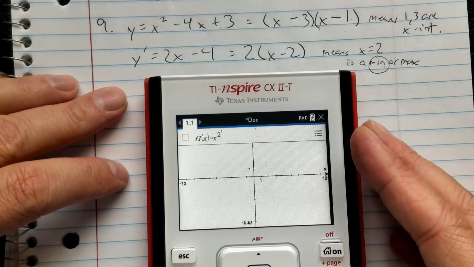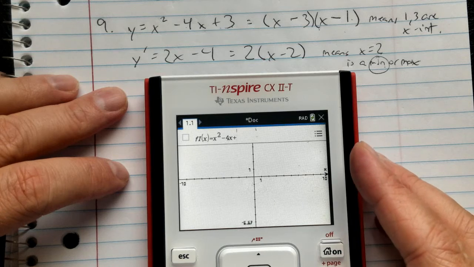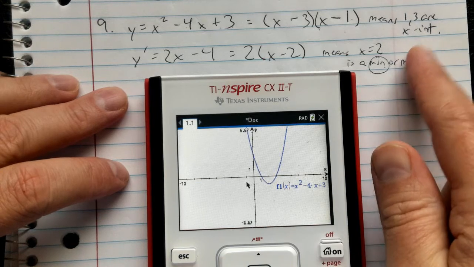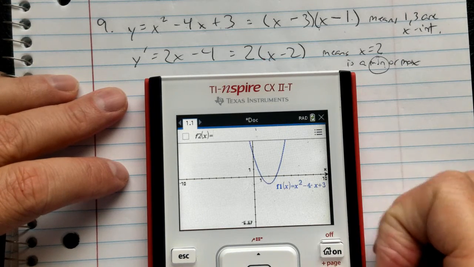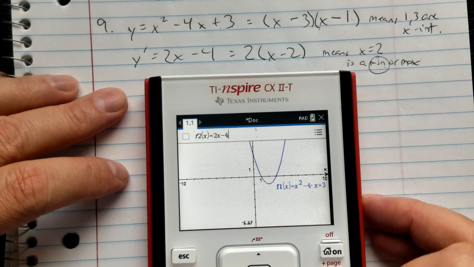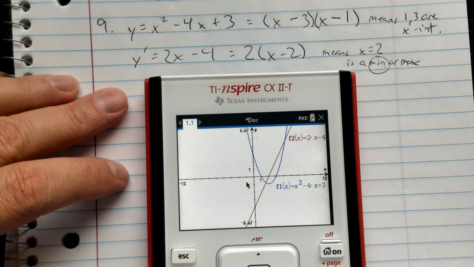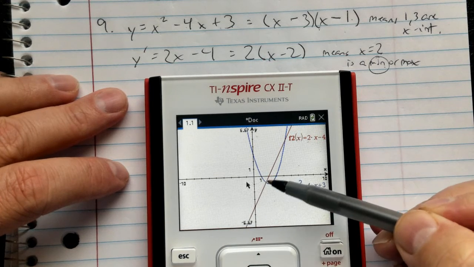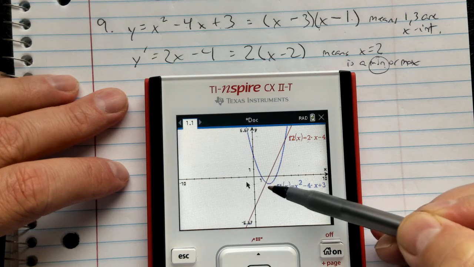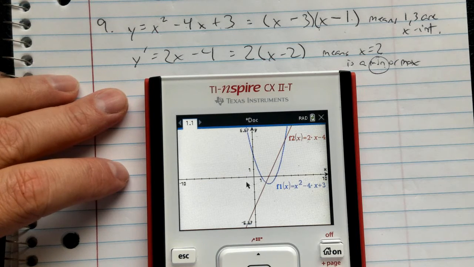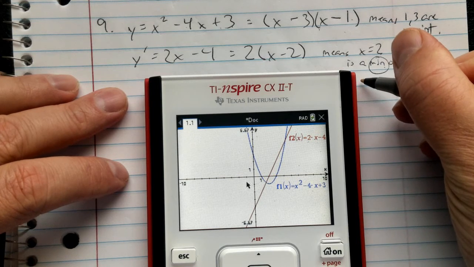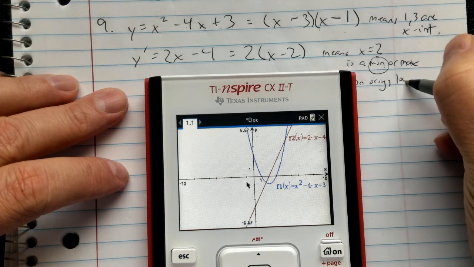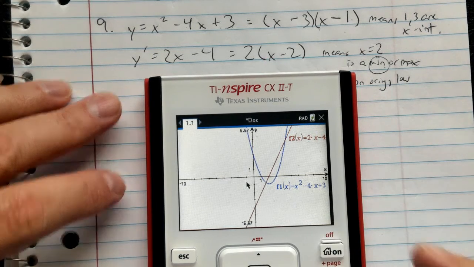X squared minus 4x plus 3. There's our original graph, and there's the 1 and 3, which we looked at. And then 2x minus 4. There it is. And x equals 2. Notice it's an x-intercept for this one, but it's the minimum in this case. Because on the original it's low. So that's how you know it's the minimum.